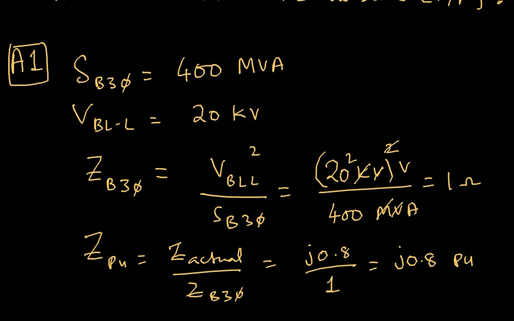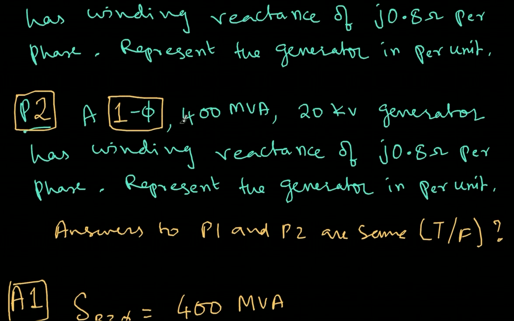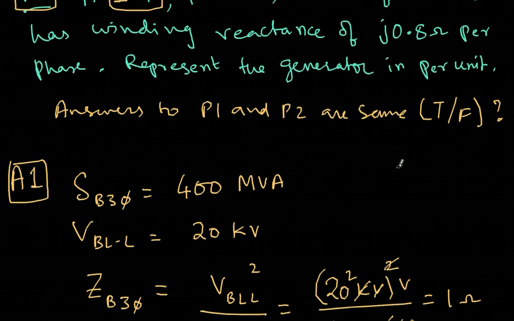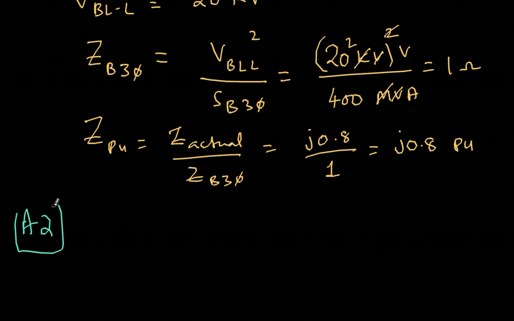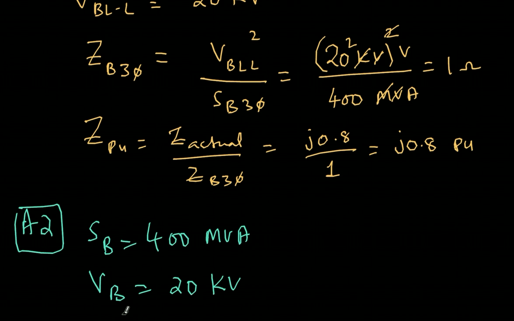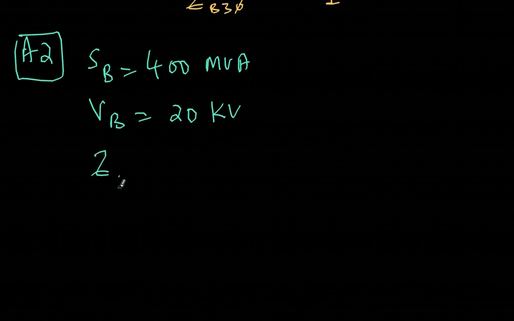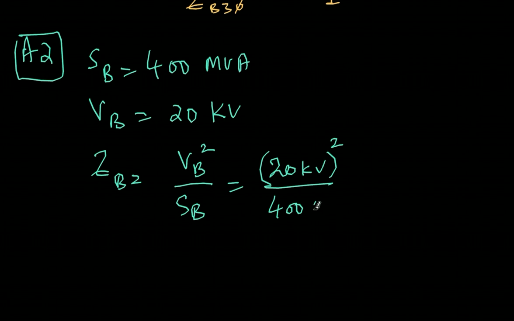Now look at the second problem. A one phase 400 MVA 20 kV generator has a winding resistance of... When I say it is a one phase system, this 400 MVA is actually the per unit base. So S base itself is 400 MVA. Similarly, V base will be 20 kV for the generator. Here I don't have to mention three phase or line to line because it's already in one phase. So what will be my base impedance? It will be exactly the same, V base squared by S base, that is 20 kV squared divided by 400 MVA. This will be directly 1 ohm, same as before.